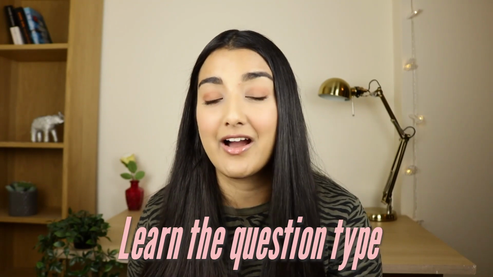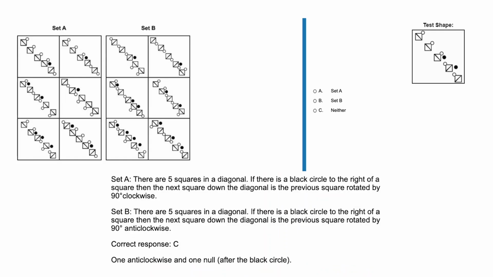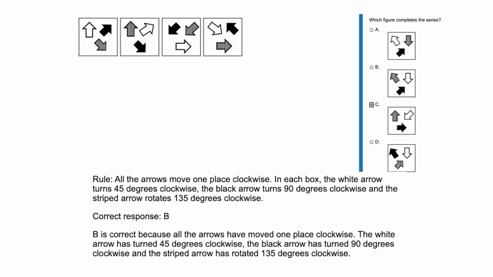Tip number 1 is to learn the question type. There are 4 types of questions in abstract reasoning. Type 1 questions are where the test shape will fit into set A or set B or neither set. Type 2 questions are sequence or series questions. So this is where you get shown a series of shapes that follow a certain pattern or rule, and you'll be asked to identify which test shape will come next in the series.